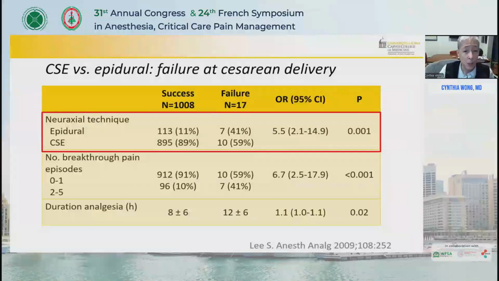Here's just another study. This one is from Singapore, showing the same thing. There is a different distribution of success and failure of the epidural catheter at cesarean delivery. This is what we were worried about in this particular patient. In patients who get a CSE, there is a much higher incidence of success compared to women who got a straight epidural. So epidural catheters fail at a higher rate if they are placed with just an epidural technique and not a CSE technique.